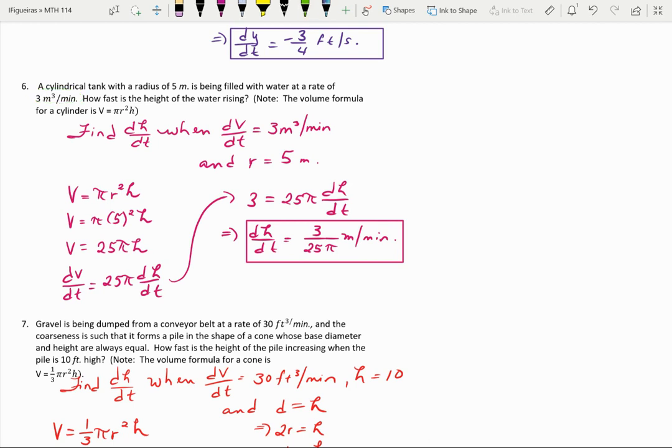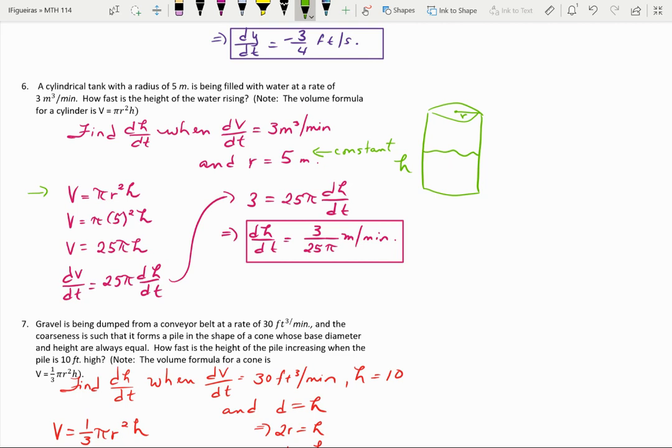So let me remind you that a tank looks like this. And remember, it's as water is filling it. So here's my height. Here's my radius. As water is filling this tank, both the volume and the height are changing, but the radius is a constant. This is a constant value. So again, like the last example, any constant value you're going to want to substitute into the formula. So here's our formula right here. V is equal to pi r squared h.